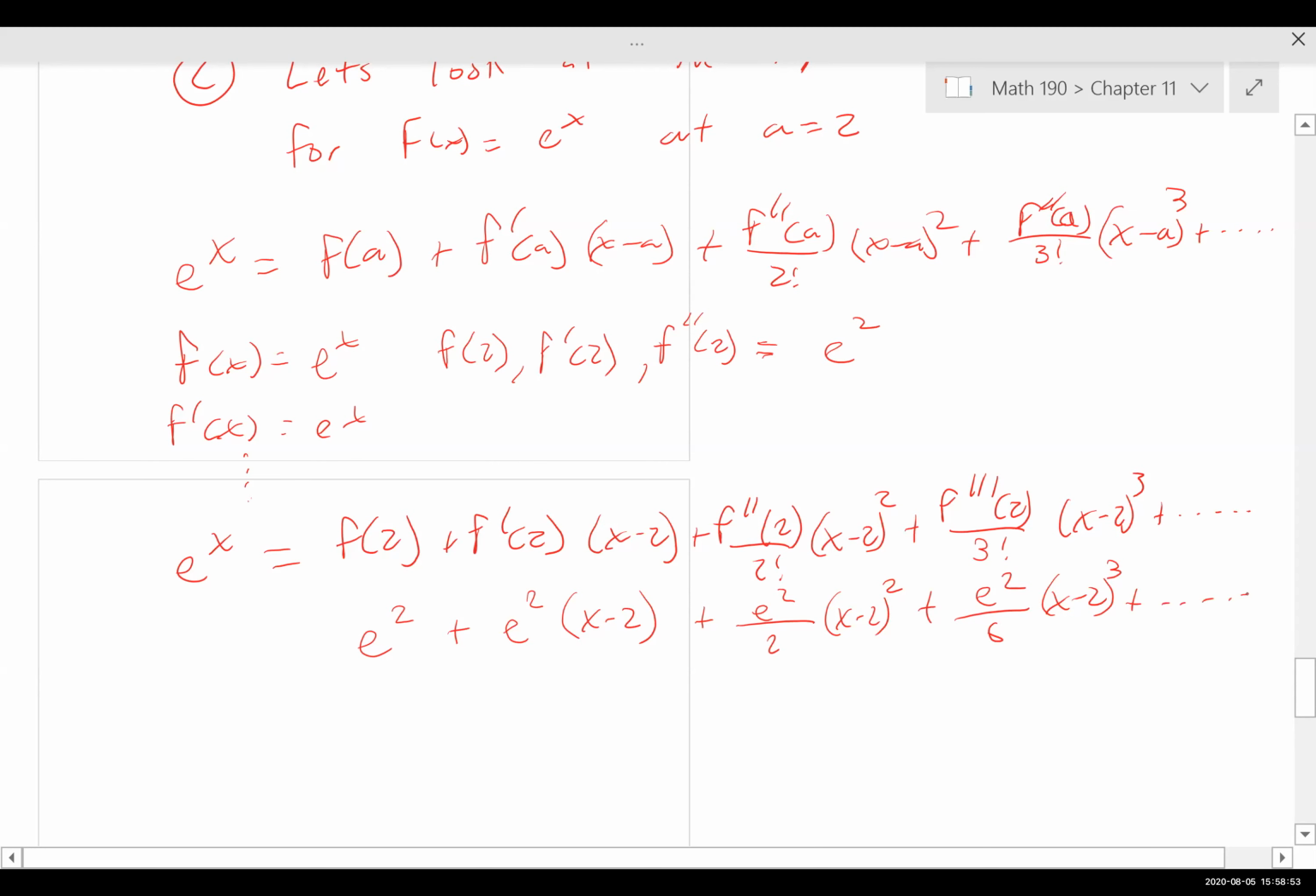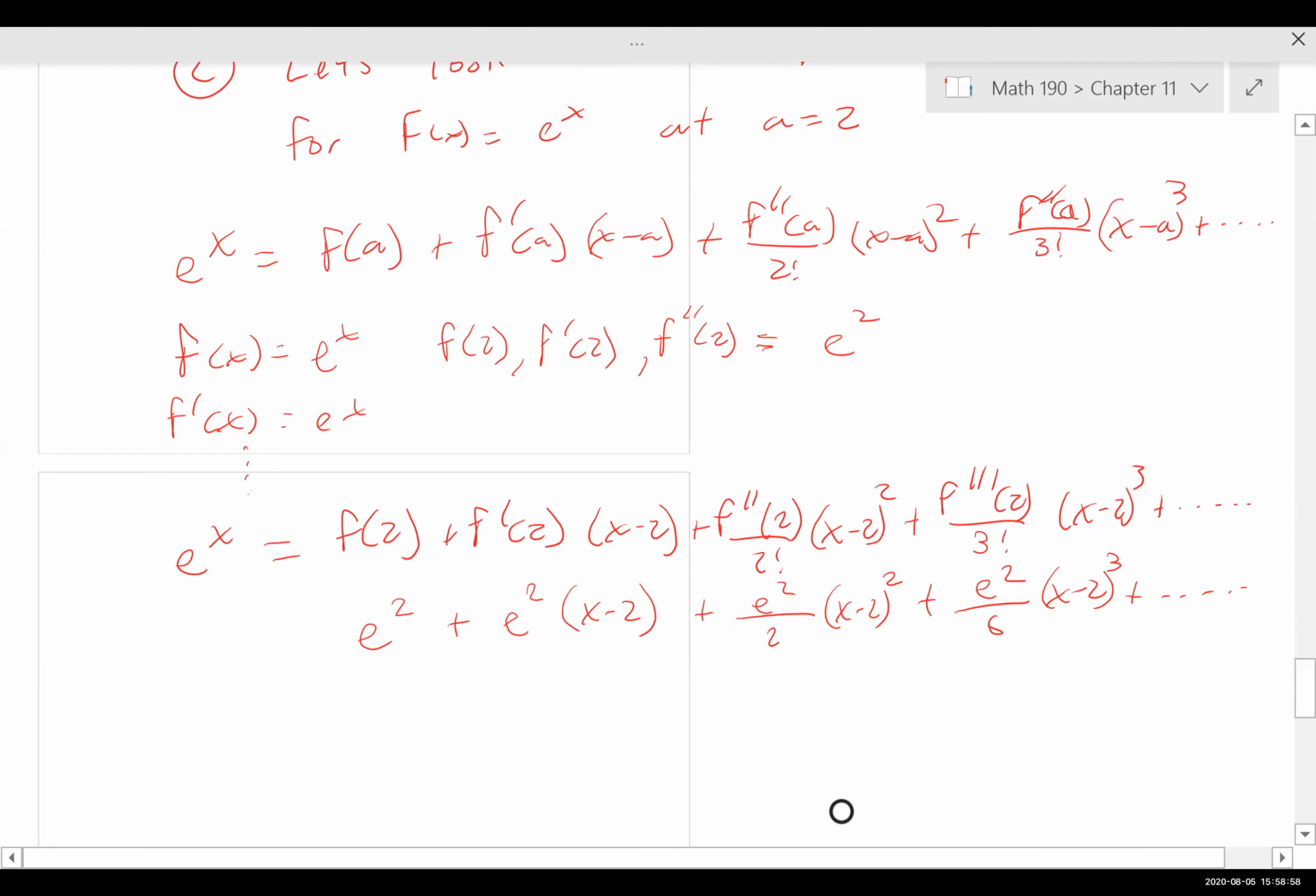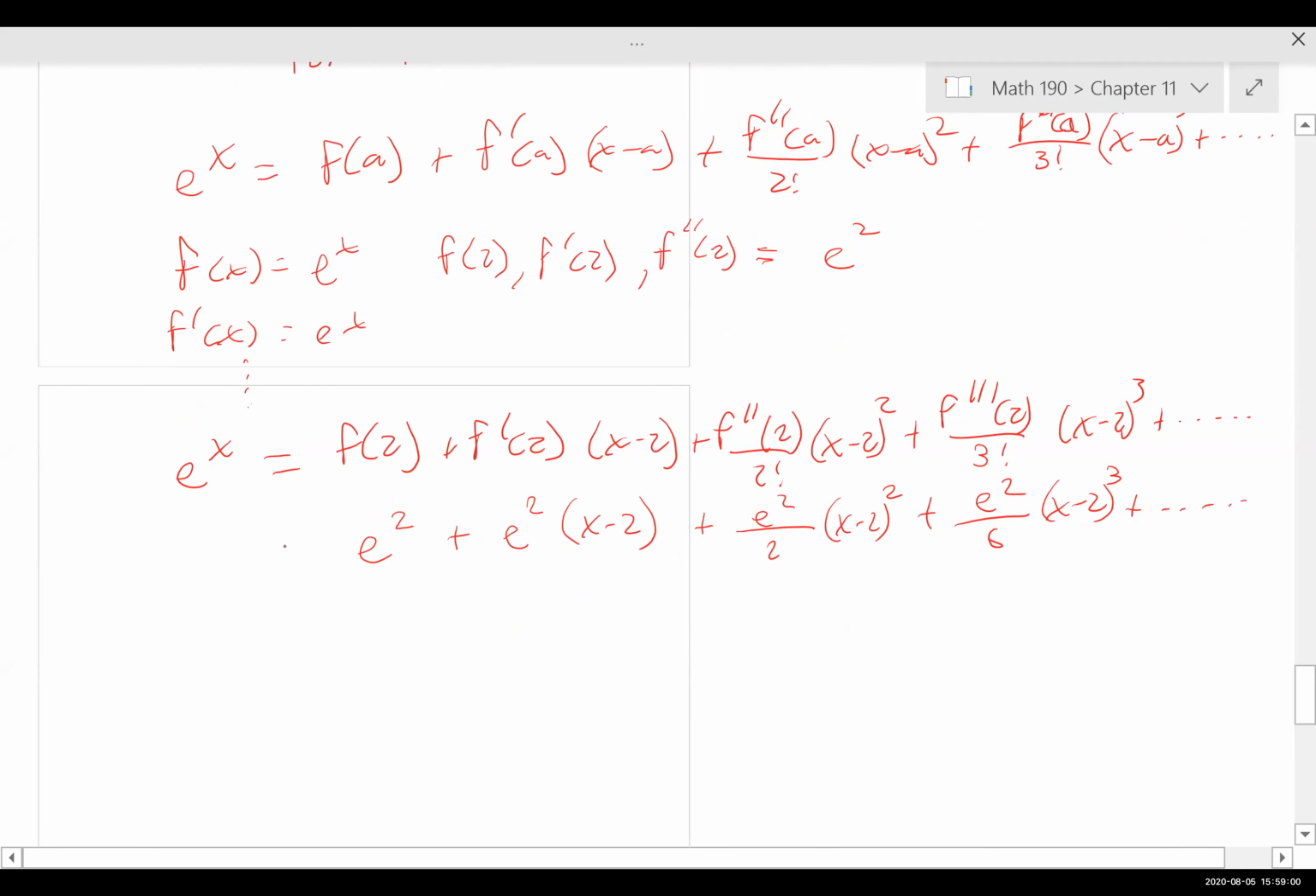Now, here's the cool thing that's happening here. If we look at our partial sums, what's s sub 1? Isn't that just e squared, which is just a constant? What is e squared approximately? Let me plug that in my calculator. What happens when I take e and square it? I get about 7.38.